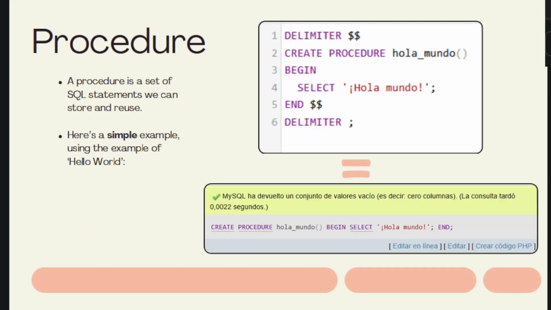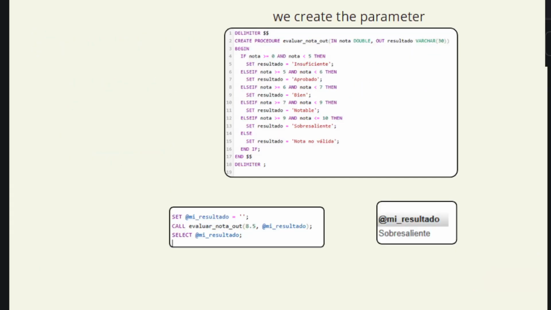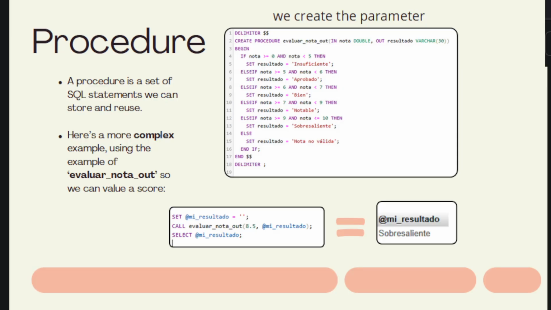A procedure in MySQL is a block of SQL code that we can save and reuse. It can take an input and return outputs, and it's great for automating tasks. For example, in this case we have Hola Mundo or Hello World. It's a simple procedure because it only returns Hello World. On the other hand, we can have more complex examples.